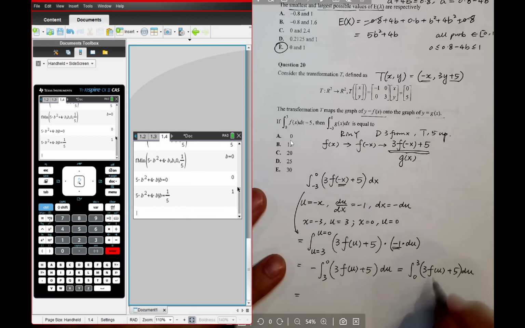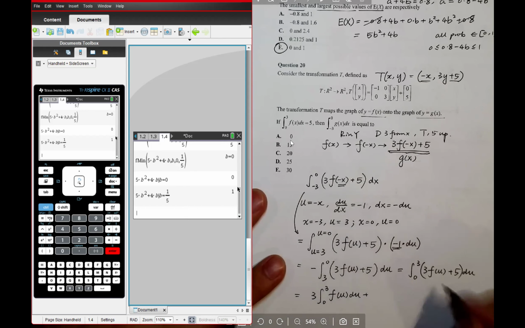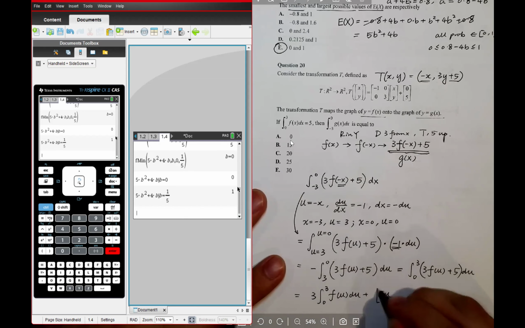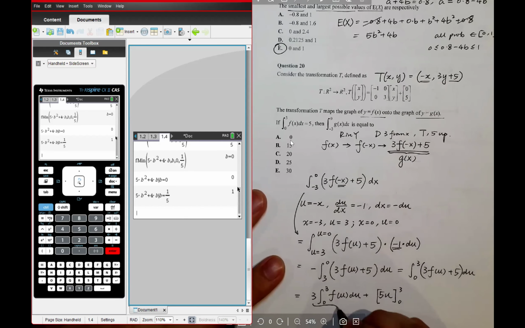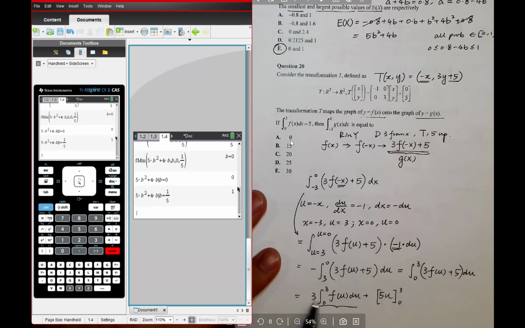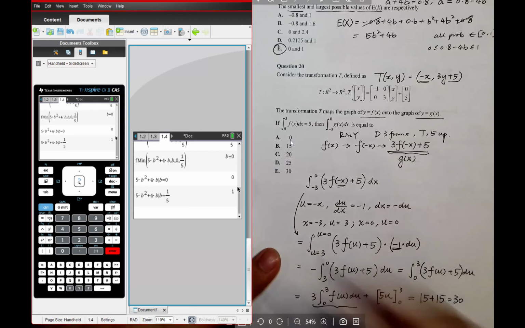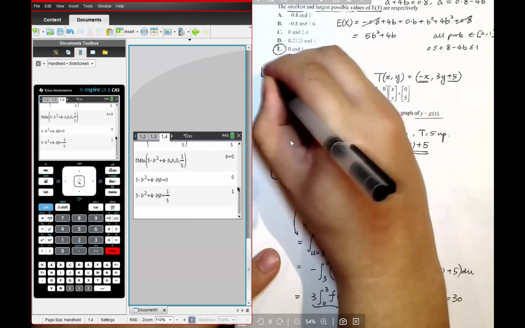Okay, now you can split the integral like 3 lots of 0 to 3 f of u du plus 5u evaluated between 0 to 3. Just anti-derive this bit. So the first part is 3 lots of 0 to 3 f of u du. 0 to 3 f of x dx is 5. So this bit is 5 times 3. And the other bit is 15. So eventually it's 15 plus 15, and that's equal to 30. So the final answer is E.